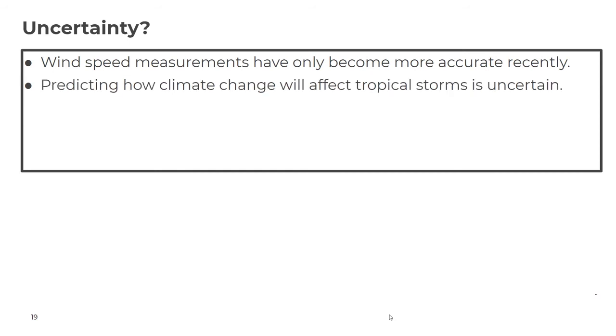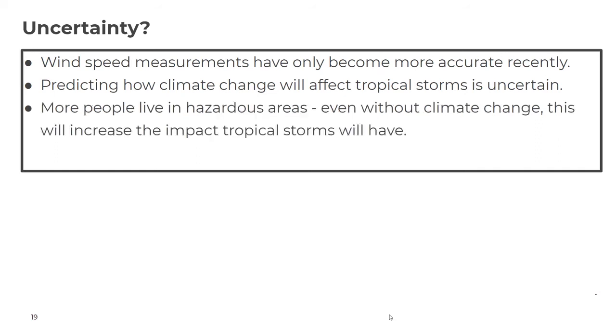Second of all, predicting how climate change will affect tropical storms is just uncertain. So we base these on computer modelling, which might not be accurate. And also, our Earth is so complicated and complex. Do we really understand all the factors that influence and affect tropical storms and climate change?